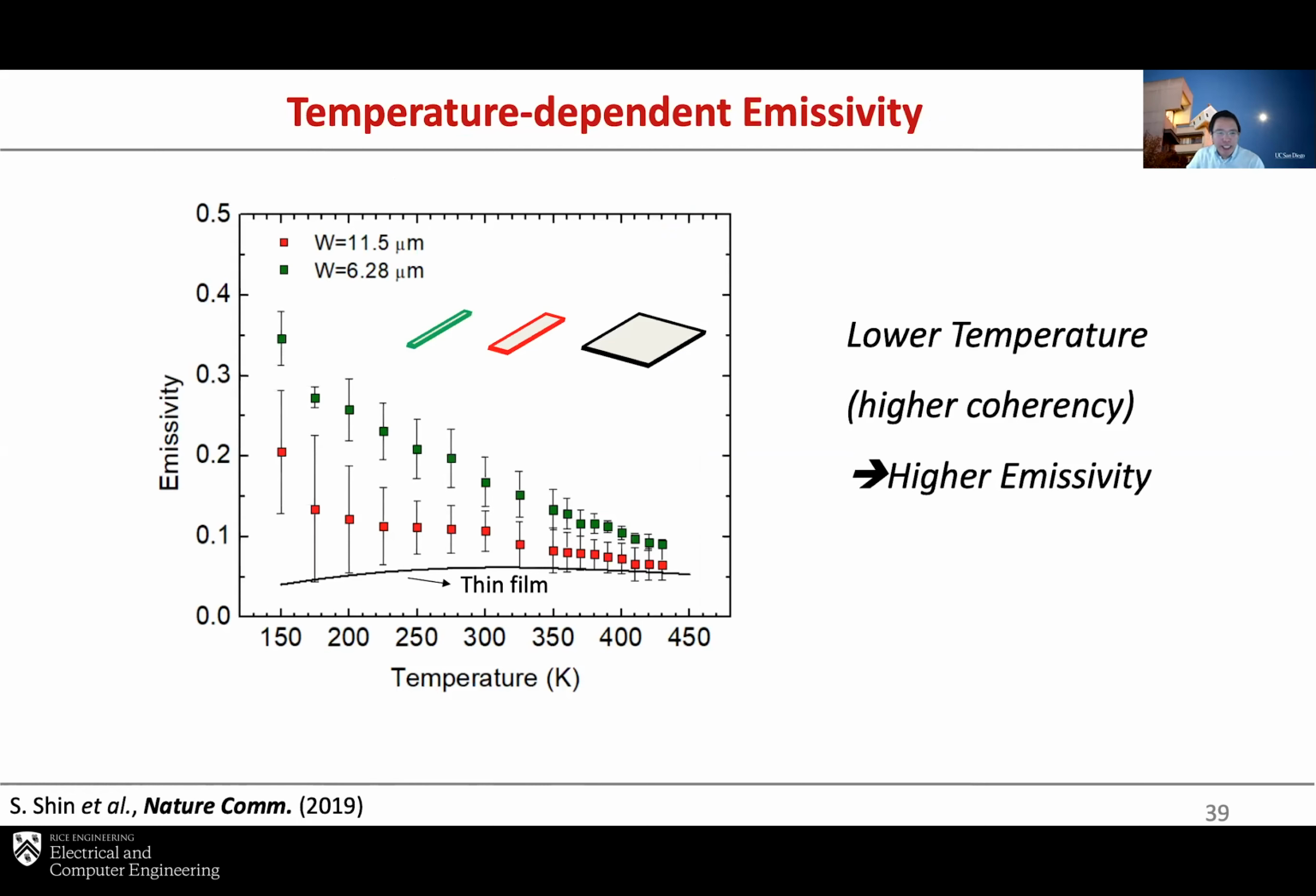More interestingly, here is the thermal emissivity as a function of temperature, for thin films. This is based on computation, not measurement. The red is the wider ribbon of 11 micron width, and the green is the narrower ribbon of about 6 micron width. You can see that as you go to lower temperature, thermal emissivity actually increases. That's a signature of this coherent resonance, because at lower temperature these optical phonons have longer lifetimes, and as a result a higher Q factor. This is something you can find out from computation. You have a higher degree of coherency, and in this case that leads to higher emissivity.